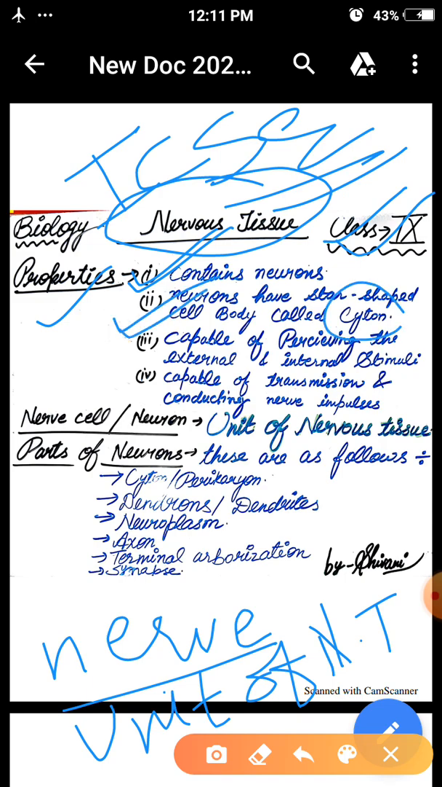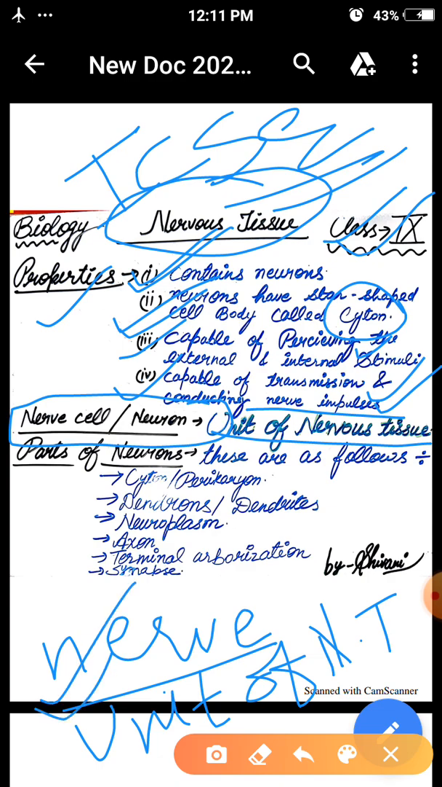We will also understand with the help of a diagram what is cyton, what is dendron and all. The next property is these tissues are capable of perceiving the external and internal stimuli. And the next property is they are capable of transmission and conducting nerve impulses. If we talk about the definition of nerve cell or neuron, I have told you that it is the unit of nervous tissue. Clear? What are the parts of this neuron?